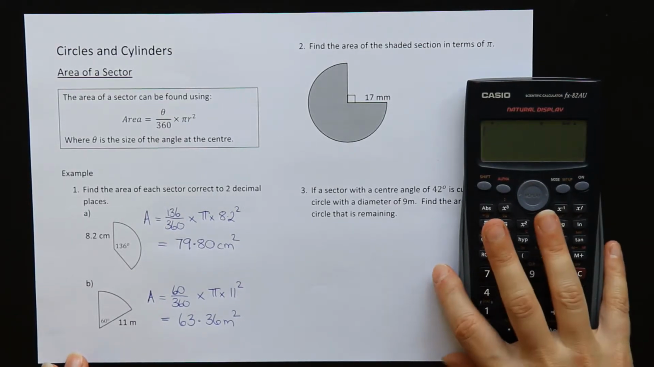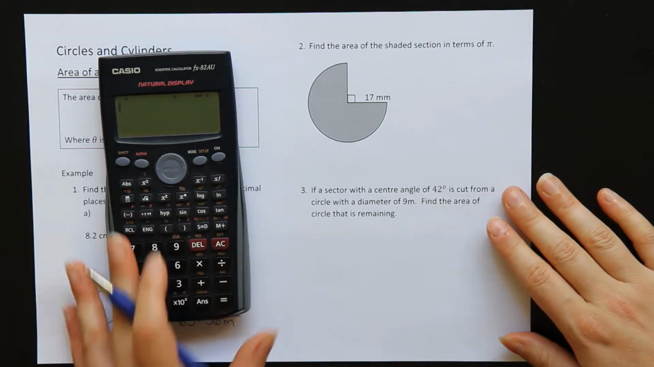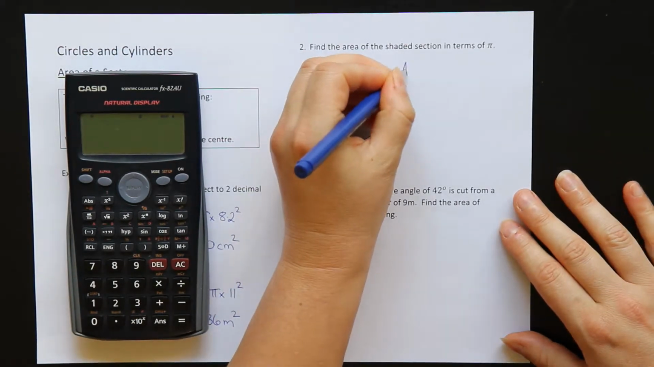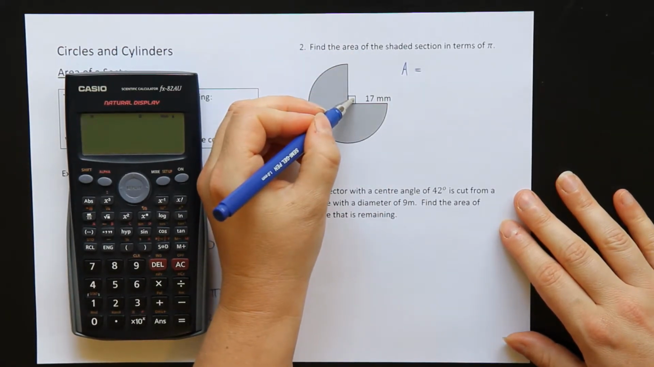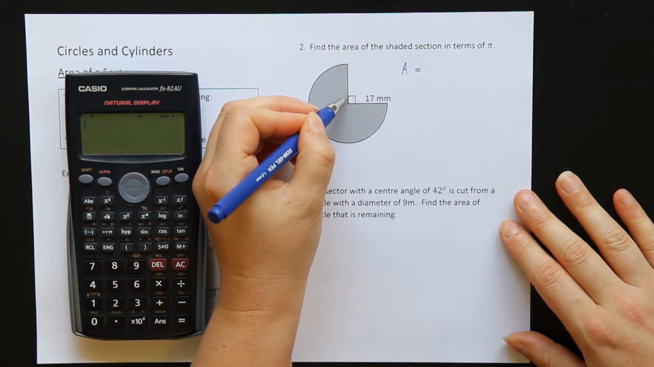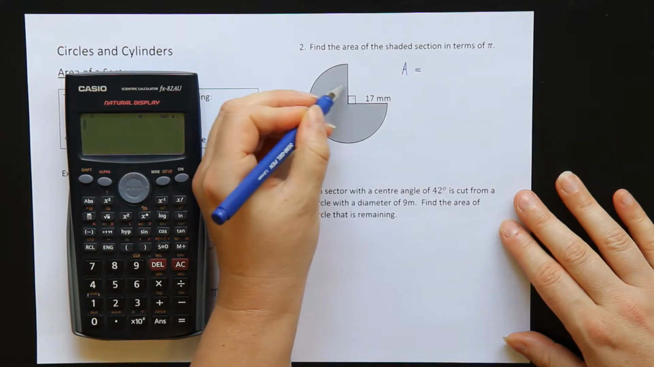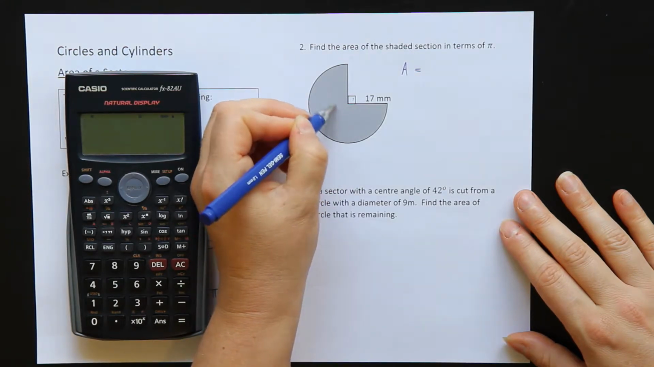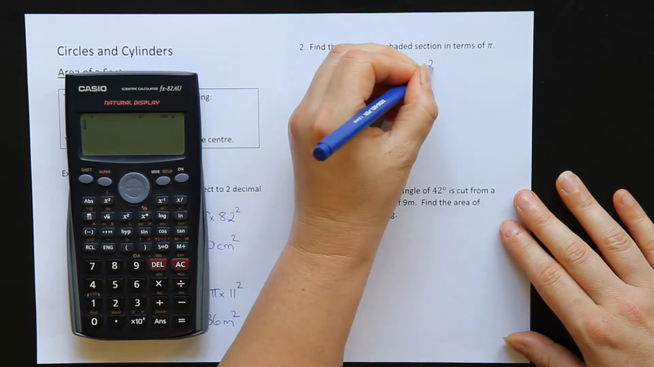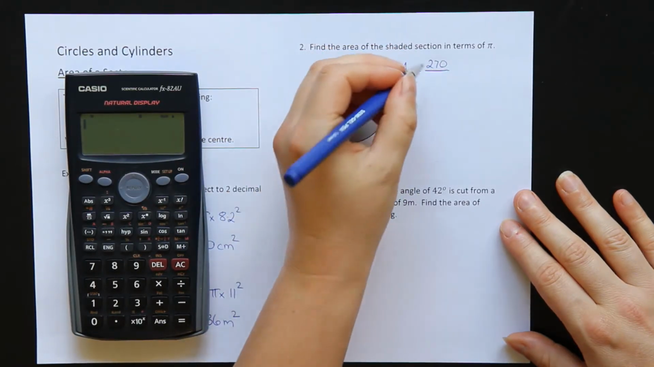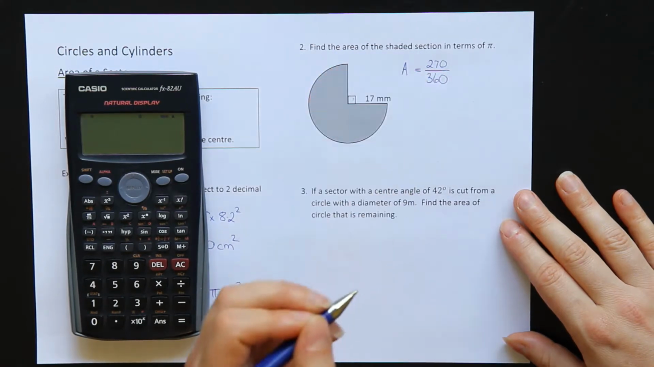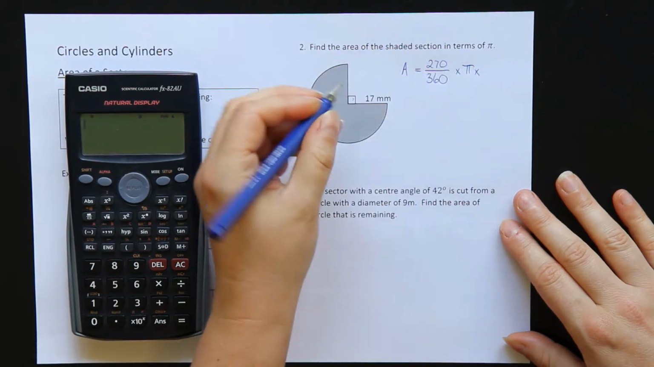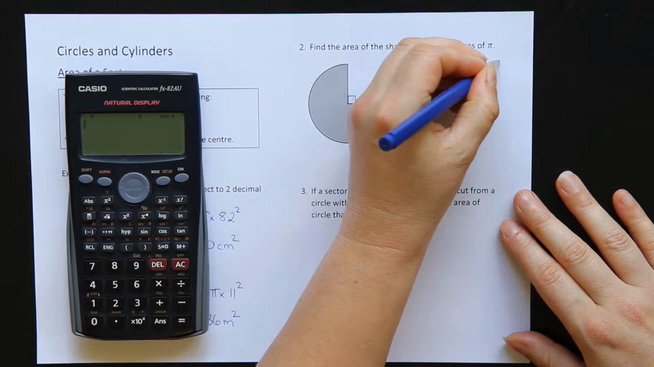Okay, in question 2, find the area of the shaded region in terms of pi. So to find the area, we'll stick with our formula. The angle, it's 90 degrees outside here. That means we're going to have 360 the whole way around. Take away the 90 would give us 270 degrees inside my sector. Okay, so 270 degrees is what I have. I want to divide that by 360, and I want to times it by pi r squared. Pi times by my radius, which is 17 squared.